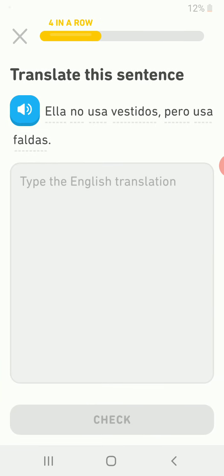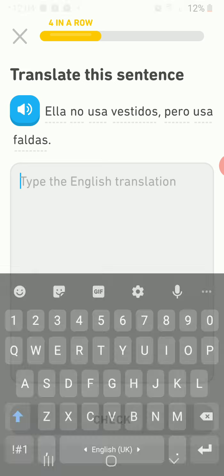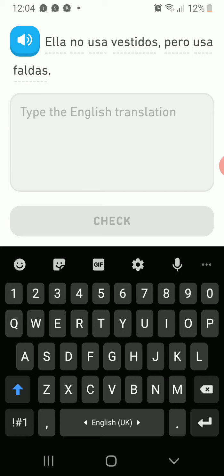Ella no usa vestidos, pero usa faldas. Okay, now we have another sentence to translate. Ella no usa vestidos, pero usa faldas. So she does not wear. Usar can be to use as a verb, or it can be to wear. So she does not wear vestidos or dresses. Yes, her dresses. Pero it's not perro, but pero. But she wears faldas or skirts.